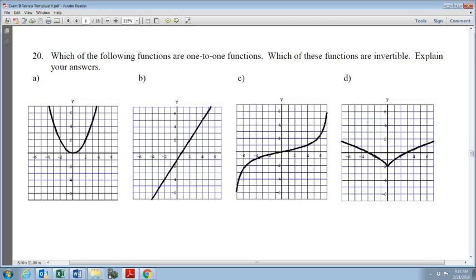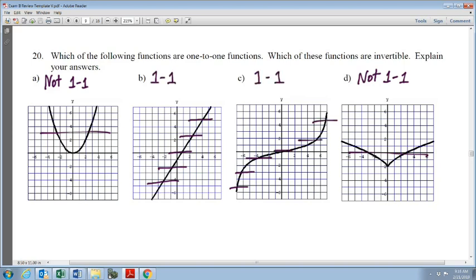All right, let's move on to number 20. So we need to determine which of these functions are one-to-one. So first of all, they are functions. They all do pass the vertical line test. If I want to know if they're invertible, they're actually one-to-one if they pass the horizontal line test. So notice here A and C do not pass the horizontal line test, and so they're not one-to-one, and B and C are going to be okay, and so those are one-to-one.